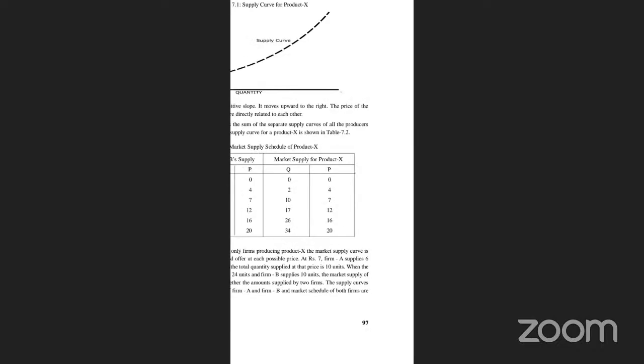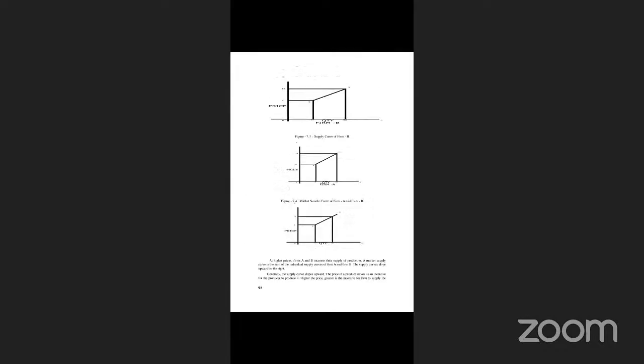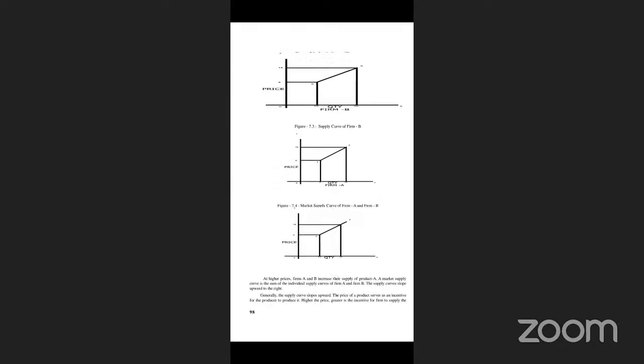So this way we try to understand the complete market supply for a given product, where if the price is 20, the supply is 34. The higher the price, the more the supply. If the price is reducing to 16, the supply comes down to 26. Slowly, when the prices are lowering to 4, the quantity supplied is only 2. Okay. So this way, the market supply schedule is explained. This is followed by the graphs, wherein firm A, firm B, and the total graph of both the firms are explained here.